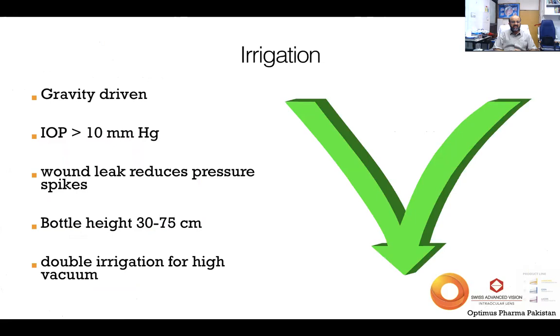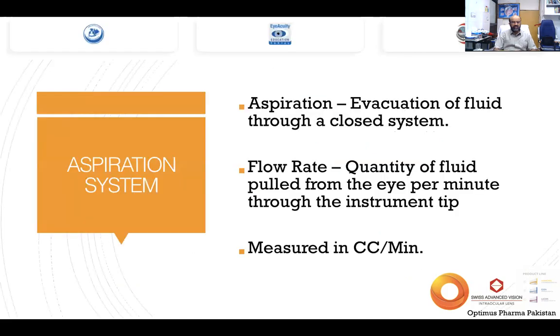Irrigation line is generally gravity driven. There should be no wound leak. The ingress and egress of the fluid should be all in control of the Phaco machine. And because it is gravity driven, it is controlled by the bottle height, which can be motorized in some machines.